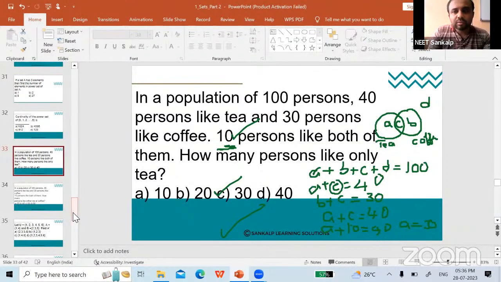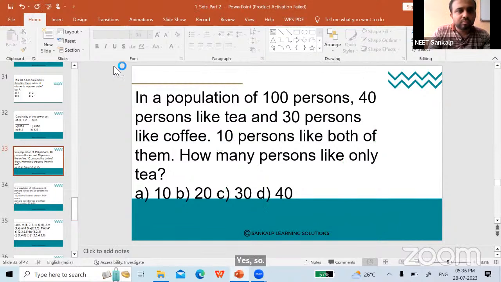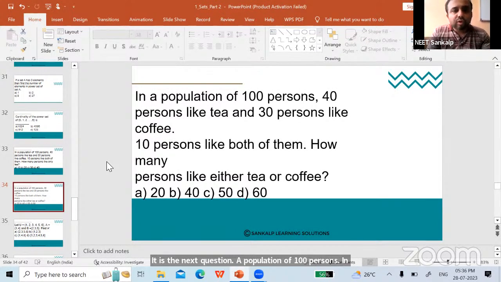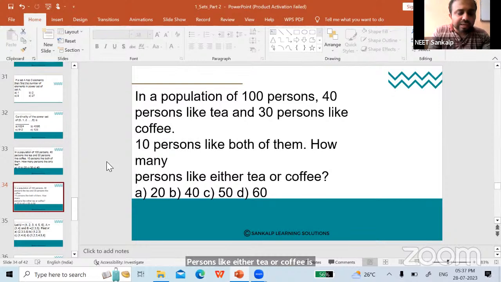Shall we move to the next one? Yes, sir. Okay. Now it is the next question. In a population of 100 persons, 40 persons like tea and 30 persons like coffee. 10 persons like both of them. The question is the same, but the way of asking is different here. Persons who like either tea or coffee is how much? It is the question. Either tea or coffee.